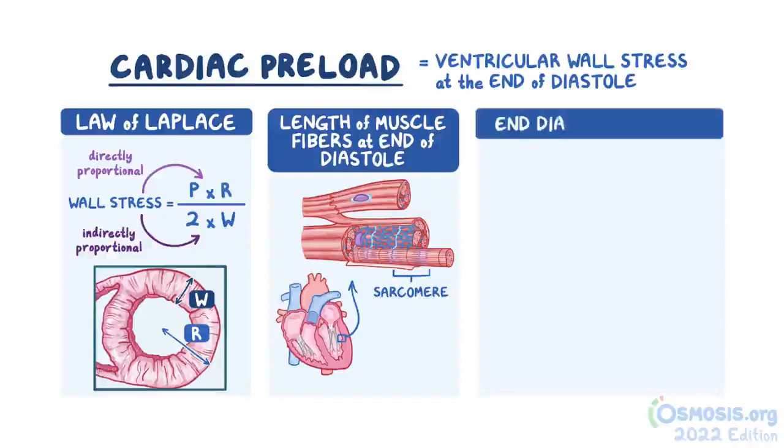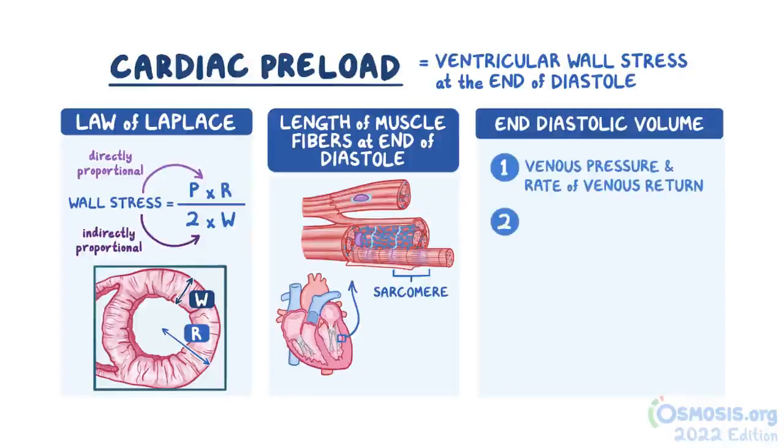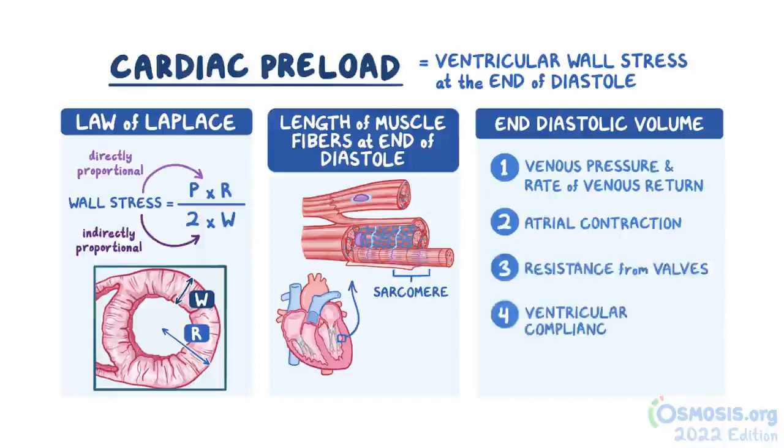Finally, the end diastolic volume, and therefore preload, is affected by 5 factors: venous pressure and rate of venous return, atrial contraction, resistance from valves, ventricular compliance, and heart rate.